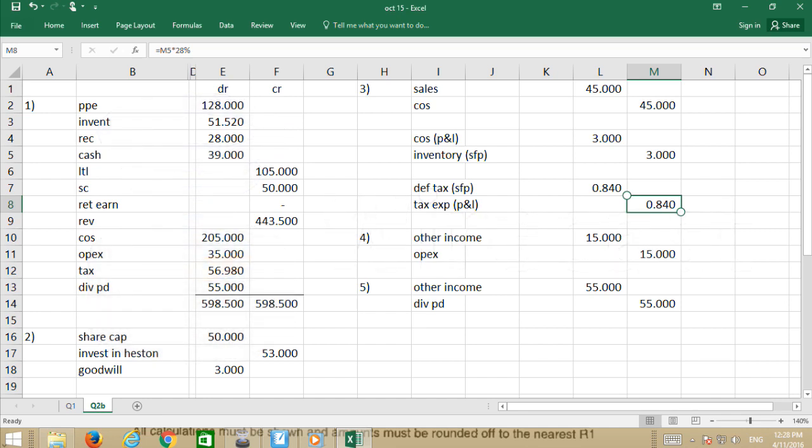Joint ops, I like joint ops. It's like one of the easiest things to consolidate. No NCI to worry about. You bring in everything, you just bring in your share. It's very much nicer than subsidiaries because of NCI, much nicer than associates, because associates is just the one line. We always have to try and think, where does the stuff go?